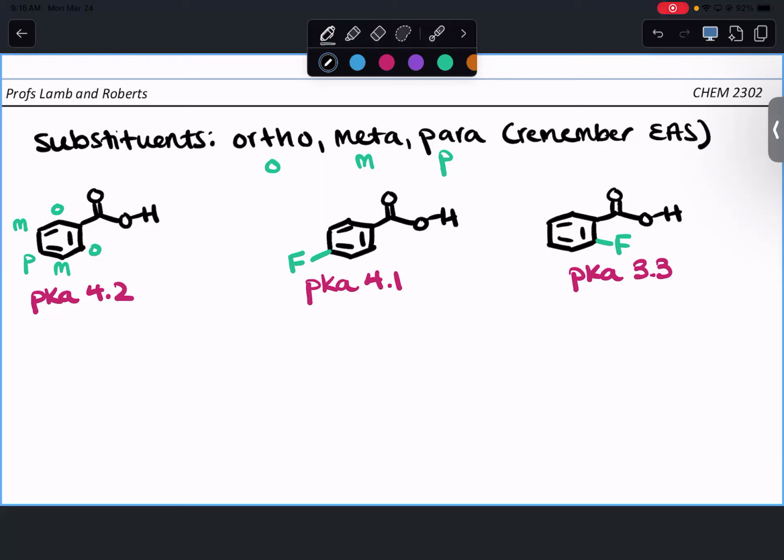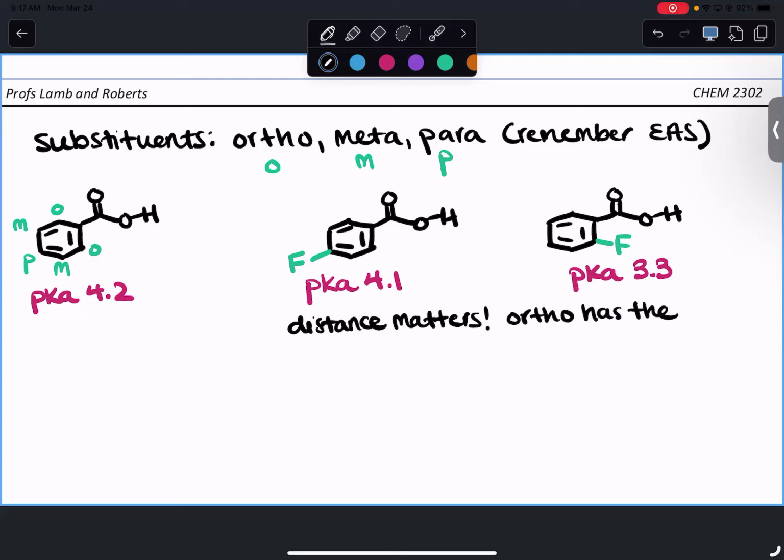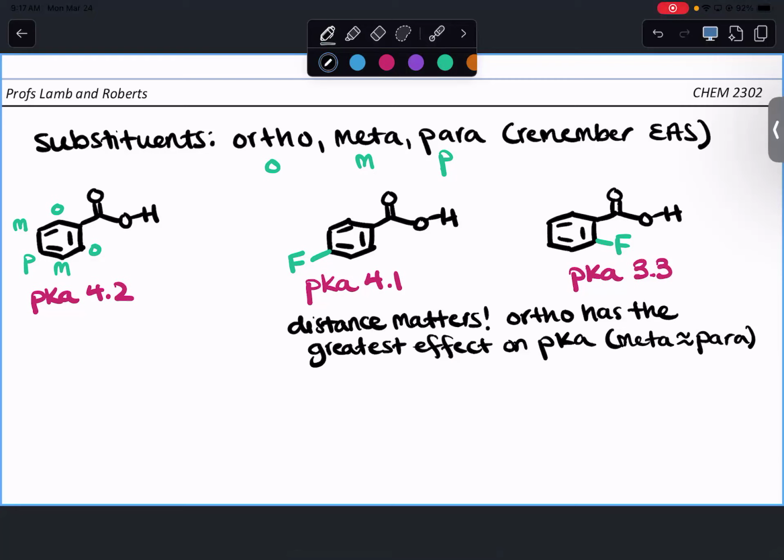We can actually see that proximity, or the distance between the carboxylic acid and the electron withdrawing group, matters. So the distance does matter. And you're going to end up seeing that ortho has the greatest effect on pKa. And likewise, meta and para have a relatively similar effect on pKa. So you wouldn't see that substantial of a difference in pKa between a meta and a para substitution on your aromatic ring, okay?